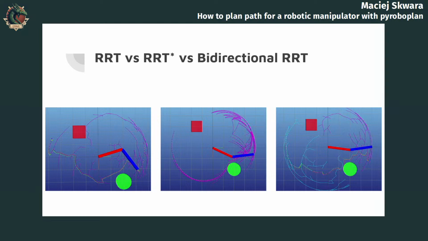Okay, and here I prepared a nice example. The start point and goal point are the same, so we can compare how those paths look. So of course, RRT star is the best.